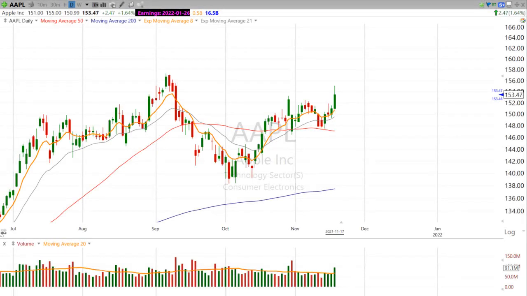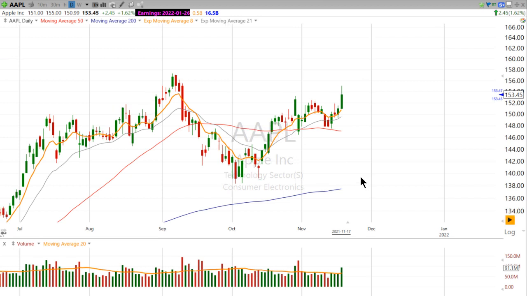I want to take a look at a trade that we took today over at Stock Market Mentor. At least I did, and I think we had a bunch of members take part in this idea as well. Last night before the close, I was scanning my watch list and I came across Apple. And this is ticker AAPL.